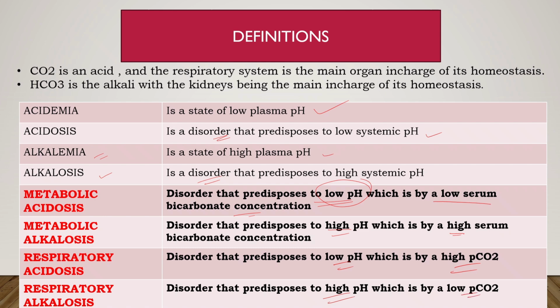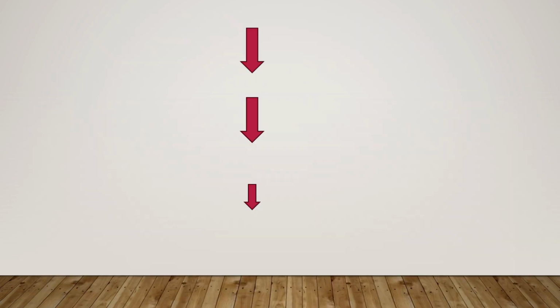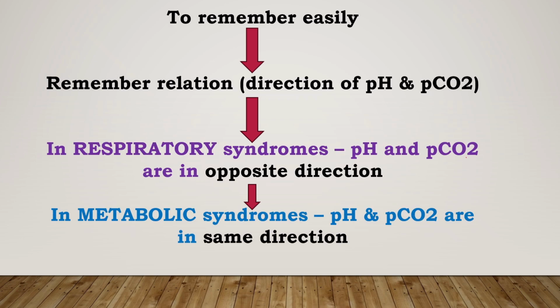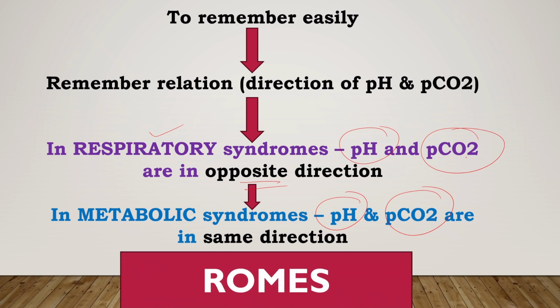How can we remember this? You just need to remember that in respiratory disorders, pH and PCO2 are in the opposite direction. In metabolic disorders, pH and PCO2 are in the same direction. We just have to remember the mnemonic ROME. Respiratory is opposite and metabolic is equal, the same direction.